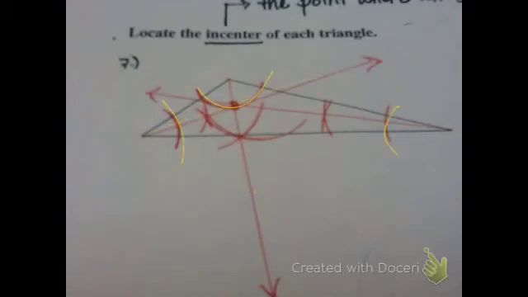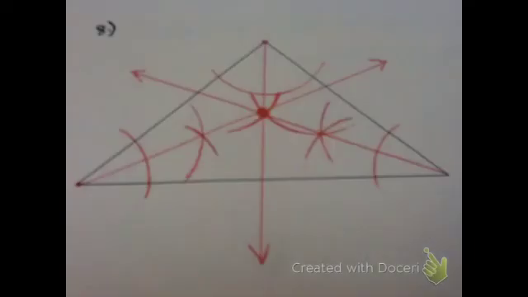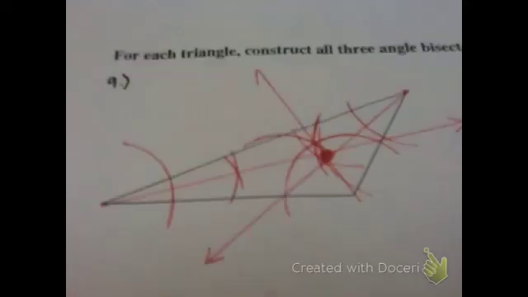using the constructions we did on 1, 2, 4, and 1, 2, 5, and 6, and you get this, and that is the in-center. On 8, again, get the angle bisector for all three angles. They're all going to cross at a common point. That point there is the in-center. So follow the directions to make your angle bisectors, and you'll get a common point.